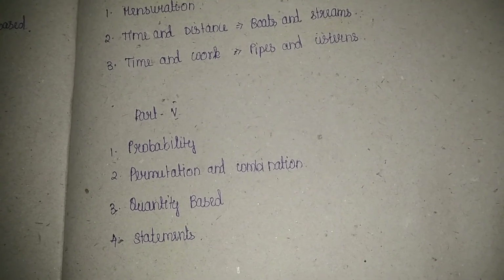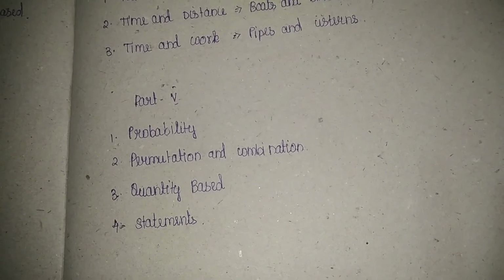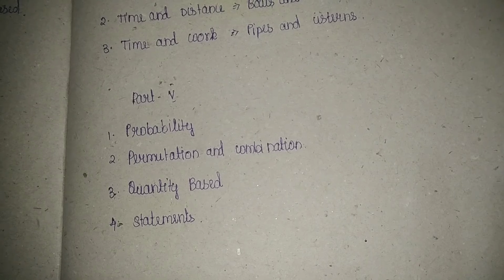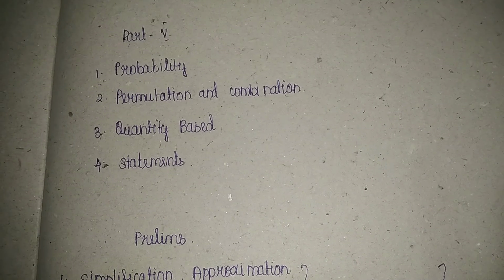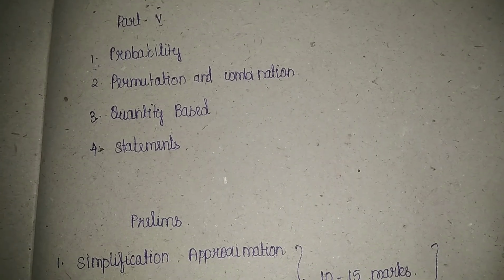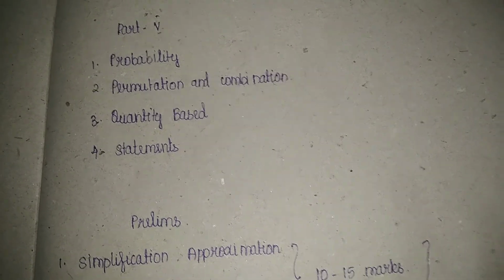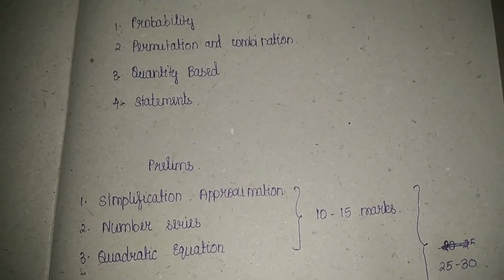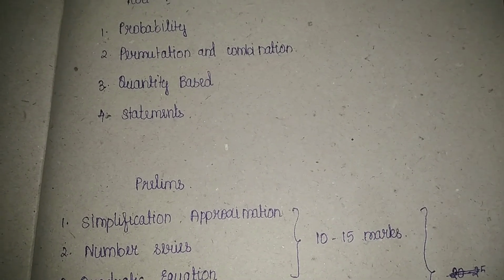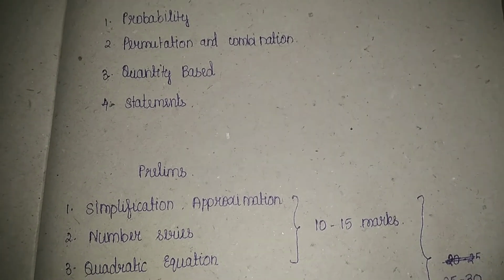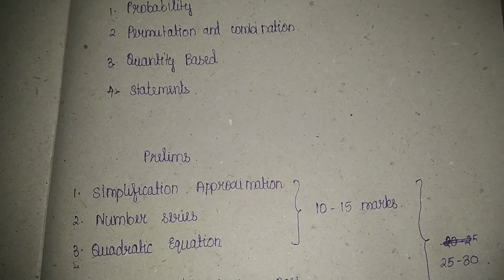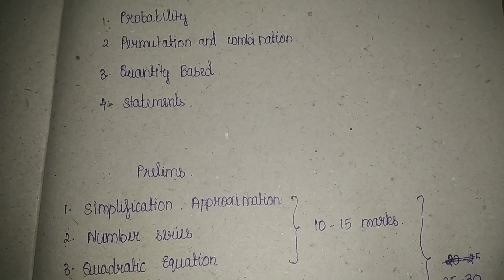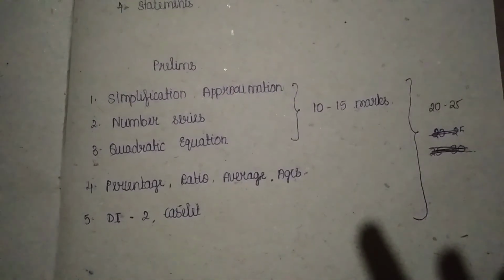And the next one is part 5, the last part. The topics included in this part are probability, permutation, combination, quantity based and statement based. The topics of probability, permutation and combination are less important because only 1 or 2 questions are from these topics. Quantity based and statement based are both very important in mains. There are 3 to 5 questions from these topics.